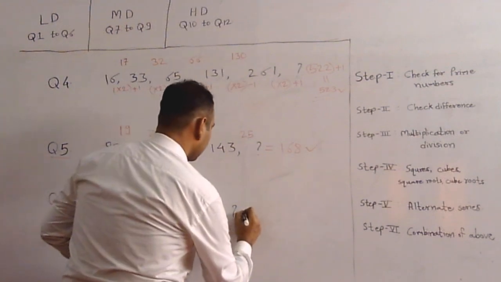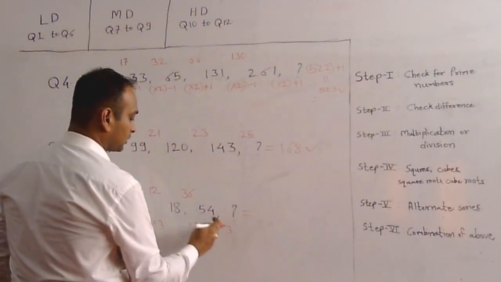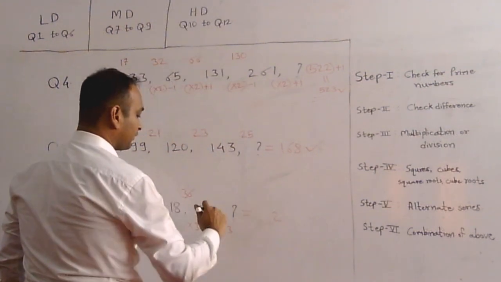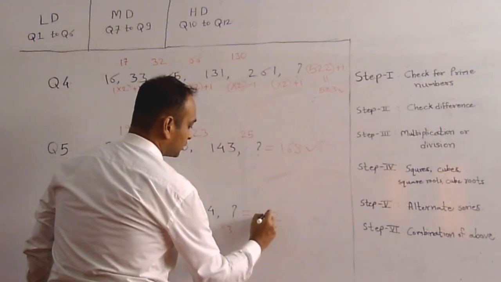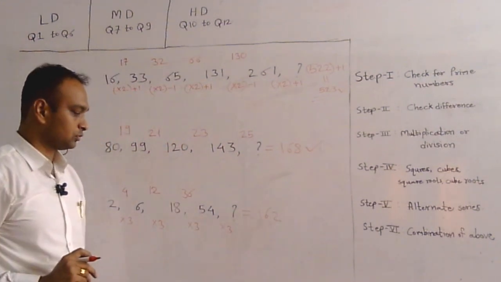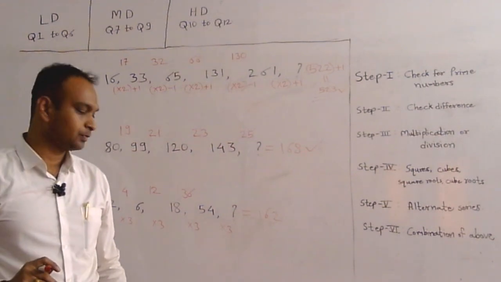And that answer should be how much? 4 3s are 12, 2, and 5 3s are 15. So it should be 162. The answer must be 162.